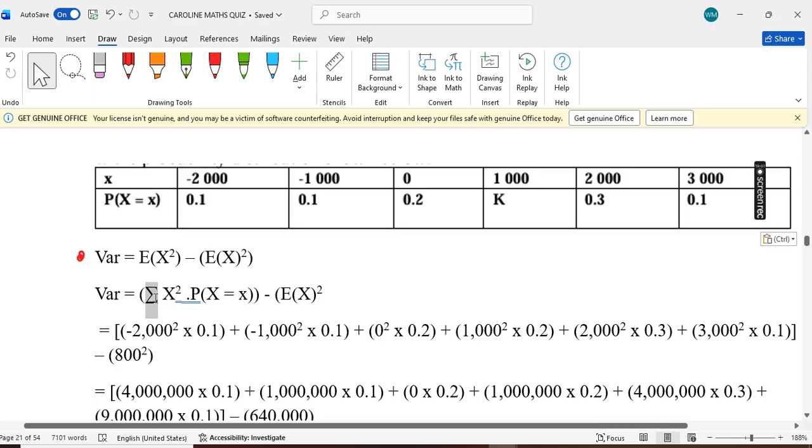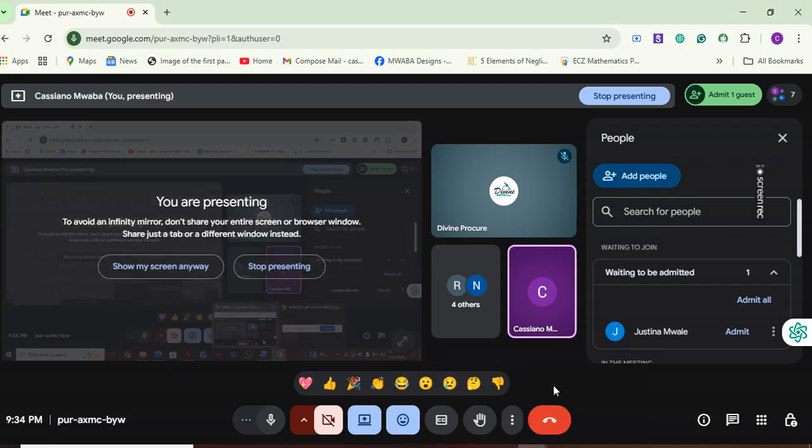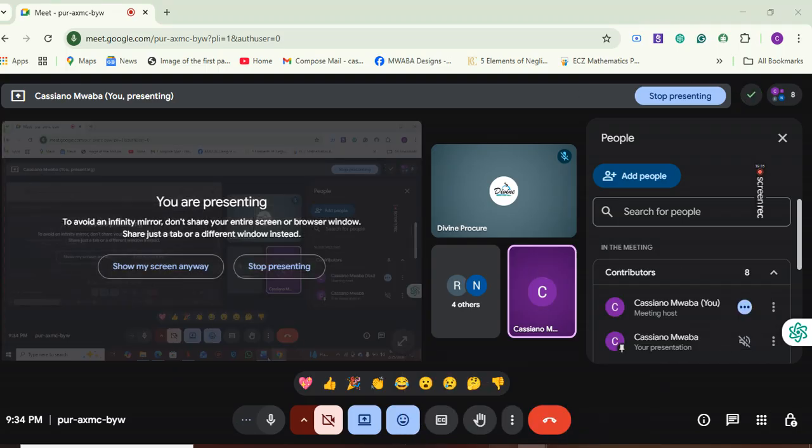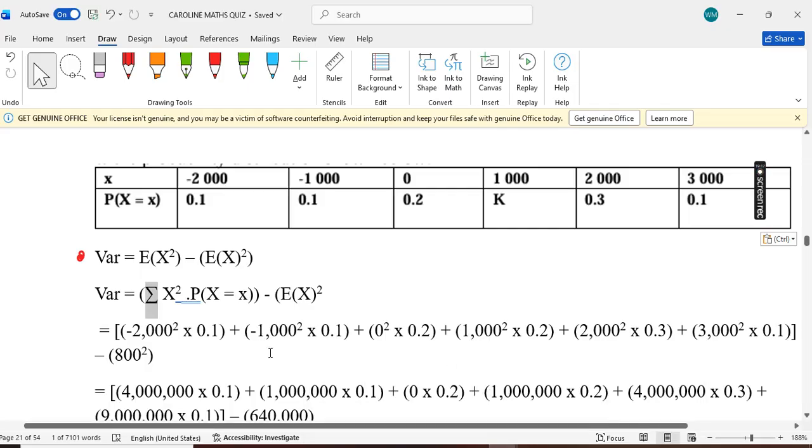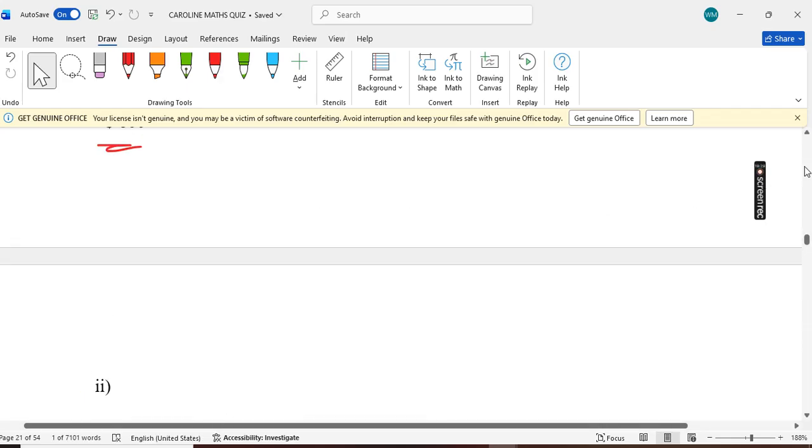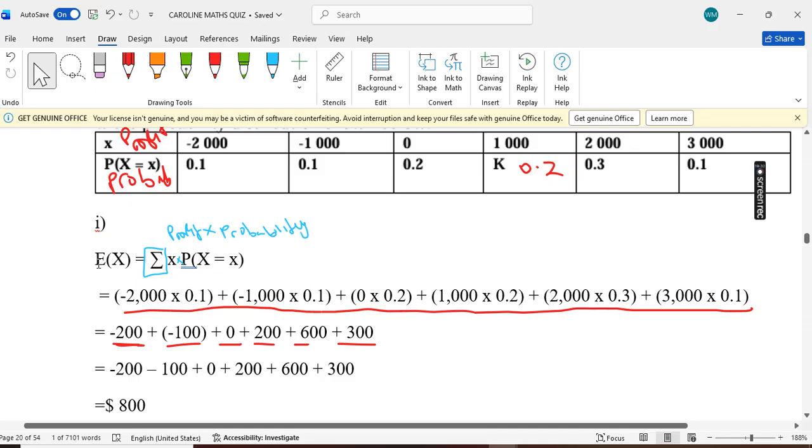That's why you're seeing sigma here. When you see sigma, it means you're going to add up. Then after you add up each squared profit and its probability, you're going to subtract the average profit squared. This E(X) was that average profit we got here, the expected profit, which was our average.